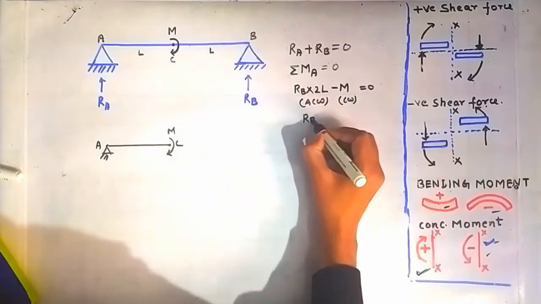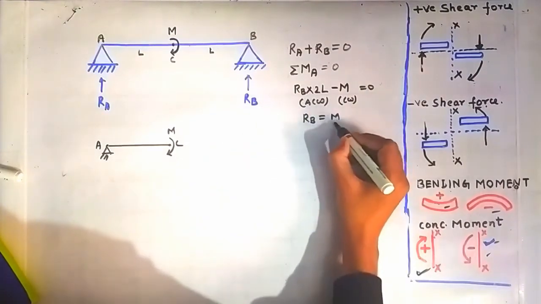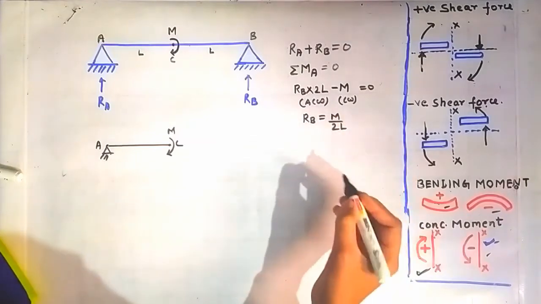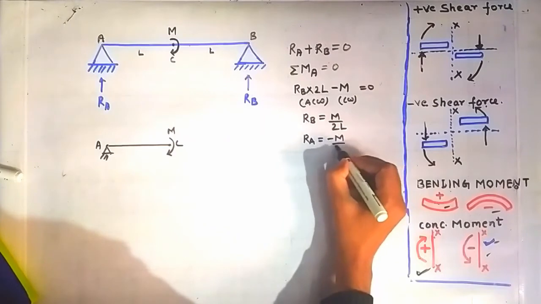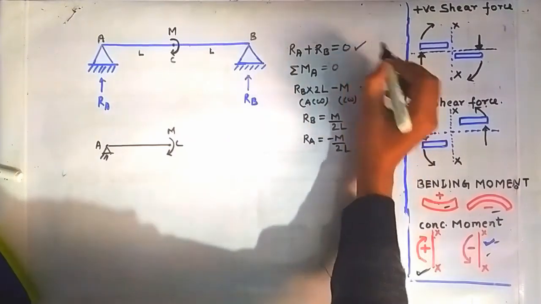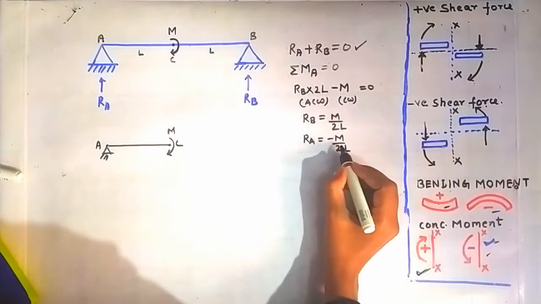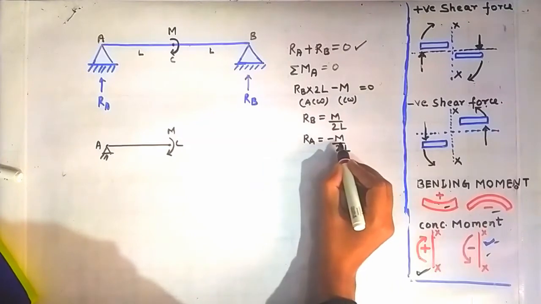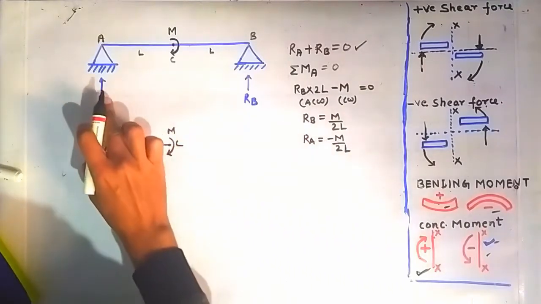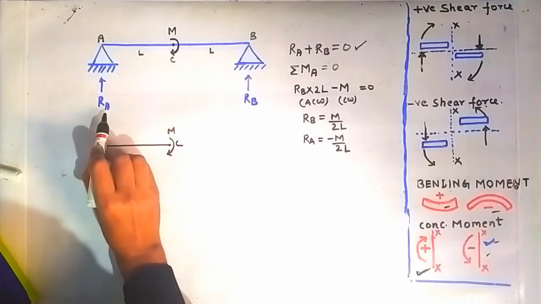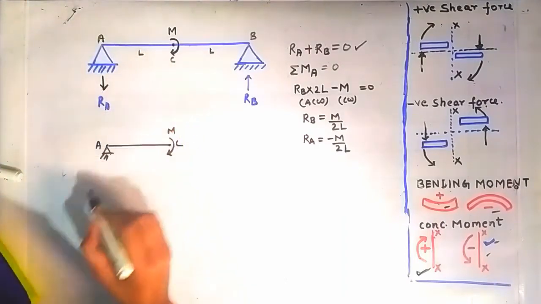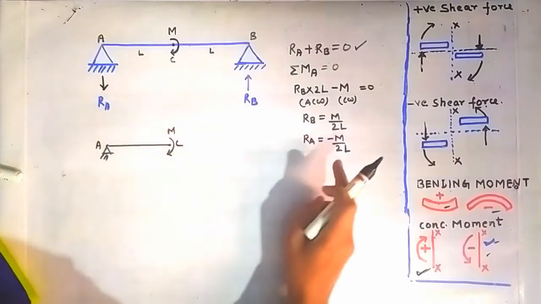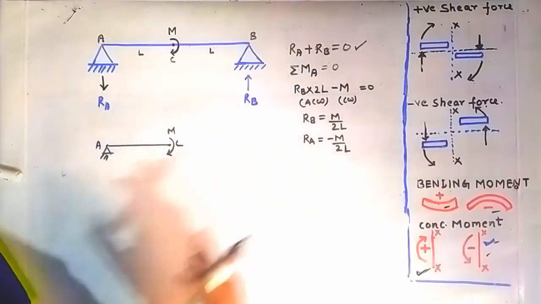So RB will come out to be M by 2L after solving, and RA will come out to be minus M by 2L using this equation. So here the value of RA is coming out to be negative, so we will reverse the assumed direction of RA here like this. So RA will act in vertically downward direction like this because the sign of RA is coming out to be negative.